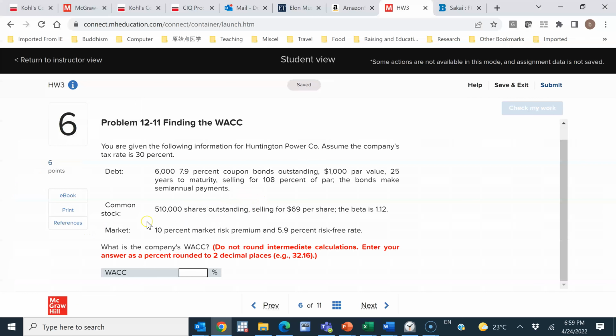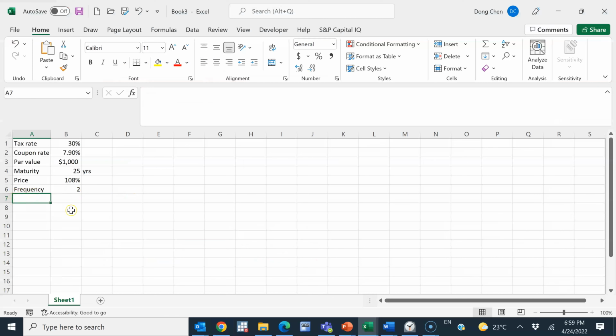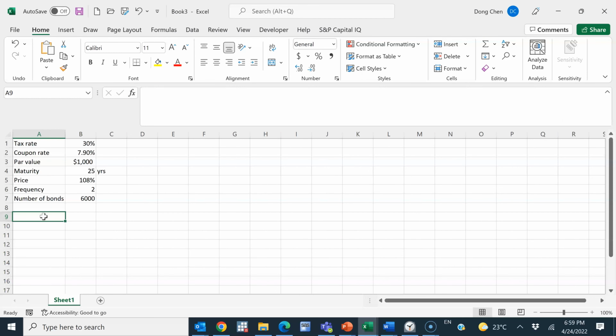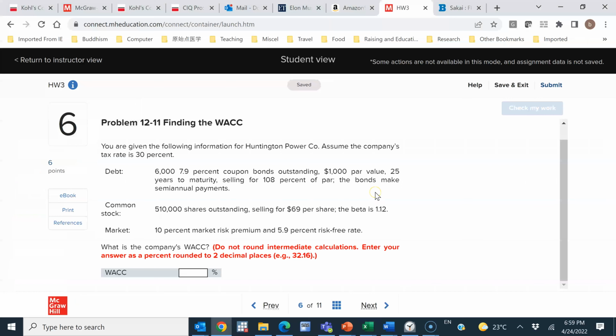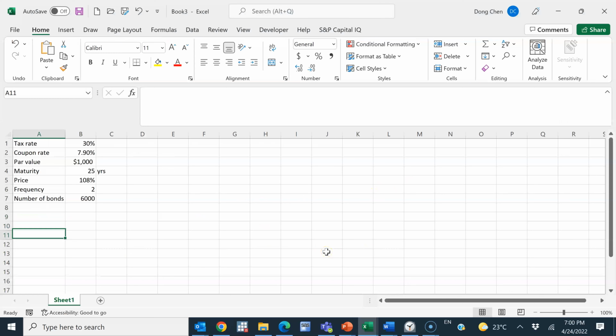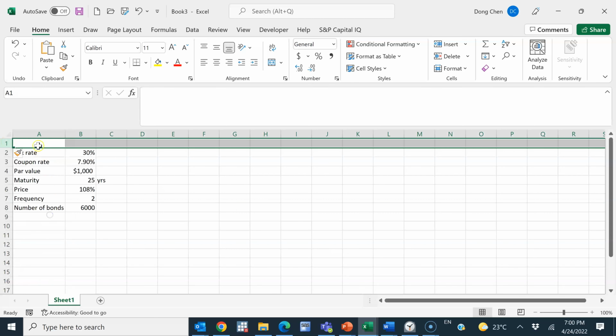So that's for bond. Common stock, we have a number of shares outstanding setting for this, and the beta. I also have to write number of bonds. This is 6,000. This information will probably be useful later when we calculate the weighted average cost of capital, because we will need the weight, right? The weight will be based on the market value of the debt and equity. So that's debt, and so let me just put another row to indicate this is debt.